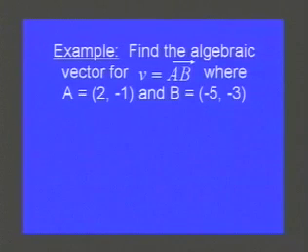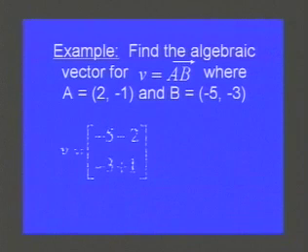All right, next, another example. Find the algebraic vector for v, which is AB again, where A is the point (2, -1), and B is the point (-5, -3). All right, again, I want to subtract.